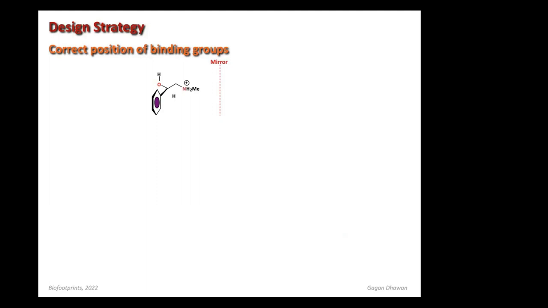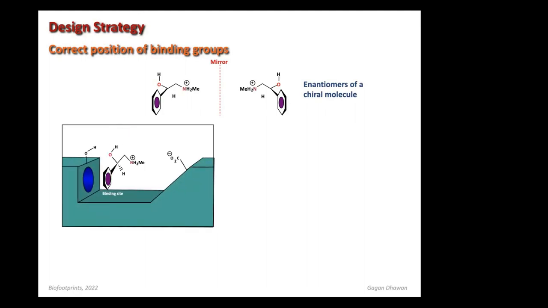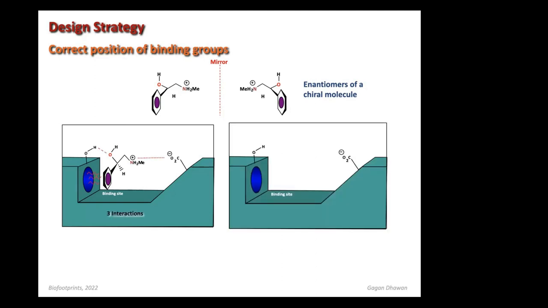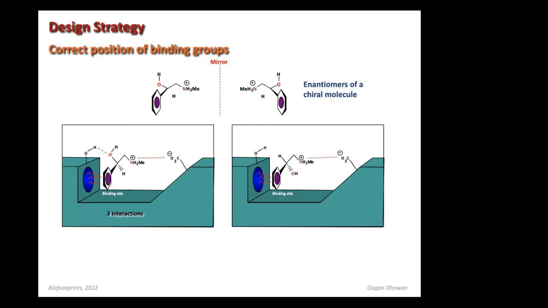So now you have a phenylalanine ring with a hydroxyl group and a positively charged nitrogen as well. And if you see the mirror image, that is the enantiomer of the molecule. It has all the three groups, but the position of the hydroxyl is shifted now. So when you want to interact the two molecules with your receptor, in the first case all three interactions are possible. But in the second case, the position of the hydroxyl group is shifted. So two interactions are feasible, but the third one is not there.